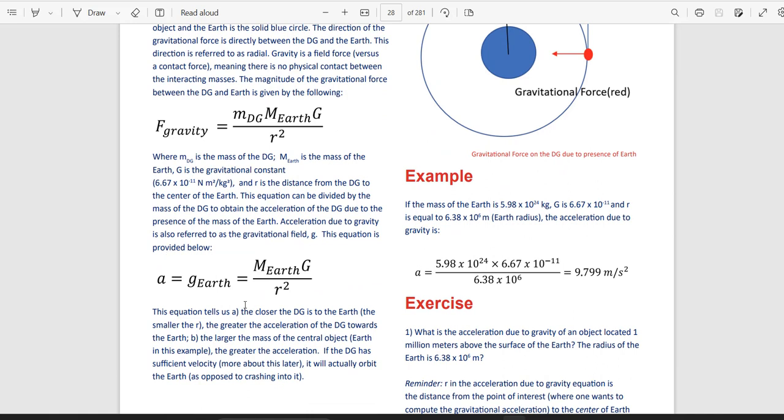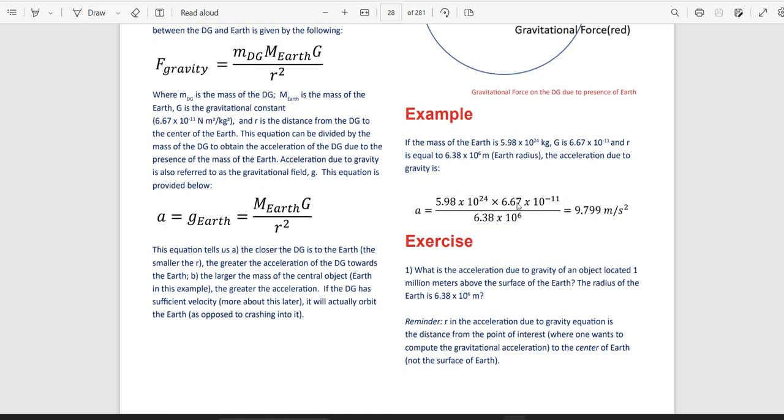Okay, for the acceleration due to gravity, just divide this equation by the mass of the Delta glider, and this would be its acceleration. Here's an example. Okay, if the mass of Earth is 5.98 times 10 to the 24th, G is always 6.67 times 10 to the minus 11, and r is equal to 6.38 times 10 to the 6, the acceleration due to gravity is 9.799 meters per second squared. So try the exercises as you work your way through the book. The answers to the exercises are available in a teacher's manual.